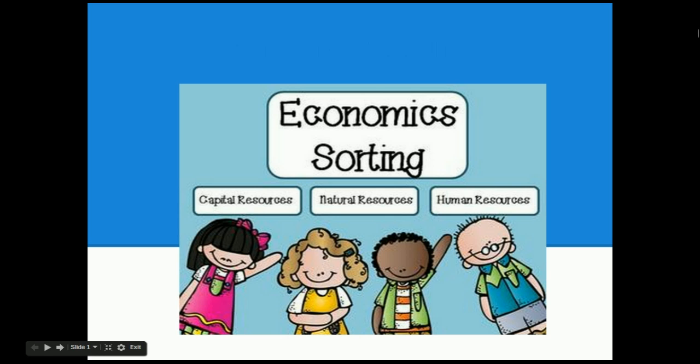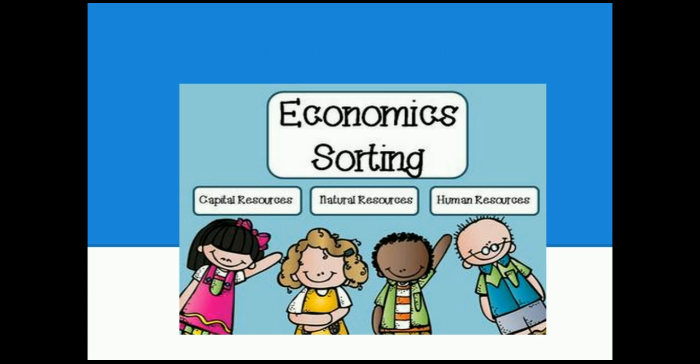So just to define this, economic resources are needed to provide goods to consumers. So goods or services, and all three of these types of economic resources are needed. First, let's talk about capital resources. So what does that mean? These are resources that last for a long, long period of time, and a lot of money is required in order to acquire these resources.